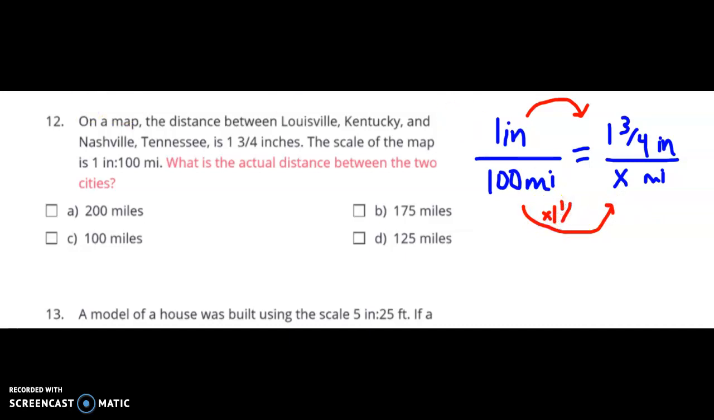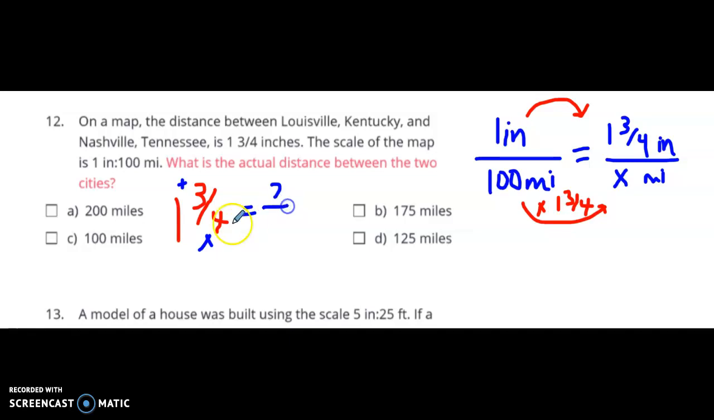Now, before I can do that, I have to change my mixed number into an improper fraction. We can do times plus. So 4 times 1 is 4, plus the numerator is 7, over the original denominator of 4. So now we can go through and do 100 times our 1 3/4 as an improper fraction.